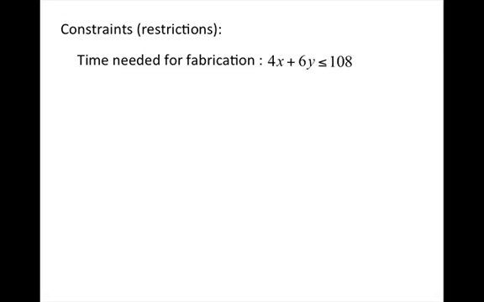Now let's look back through the problem and find our constraints or our restrictions. The first thing we're told about is the time needed for fabrication. Each 2-person raft requires 4 hours, and each 4-person raft requires 6 hours. So I have 4x plus 6y. I only have 108 hours available, so this must be less than or equal to 108.